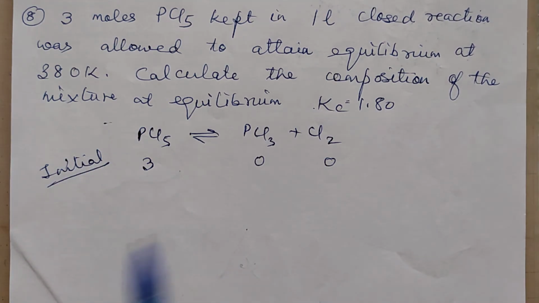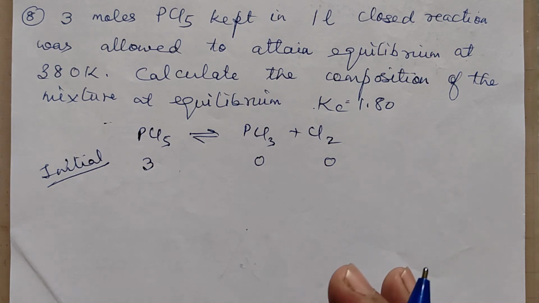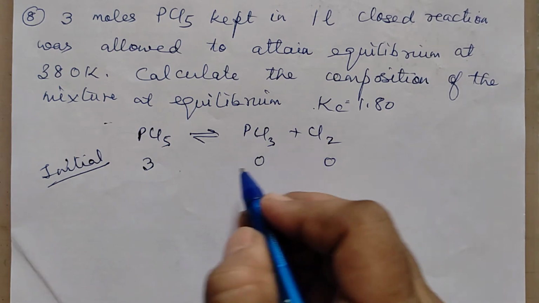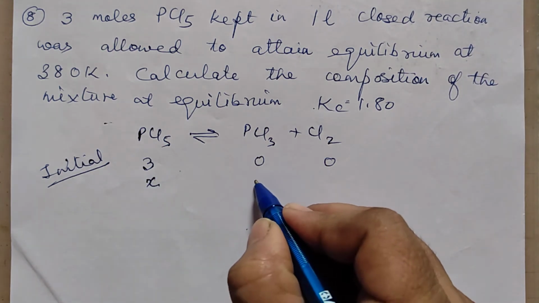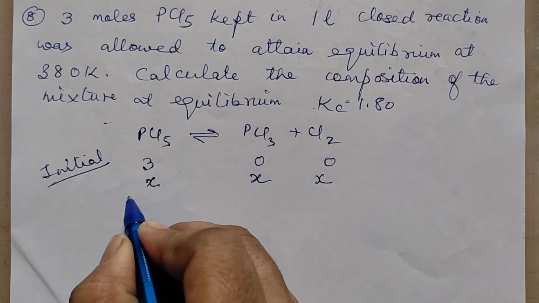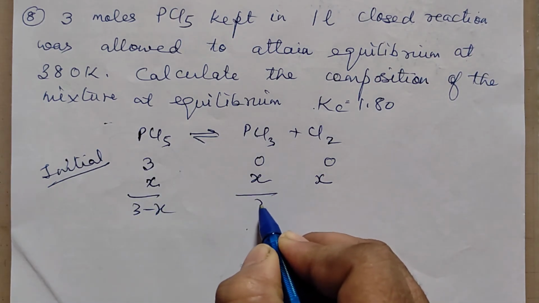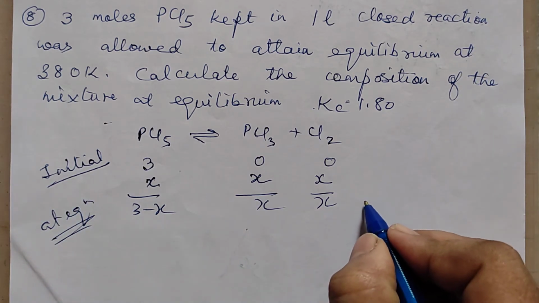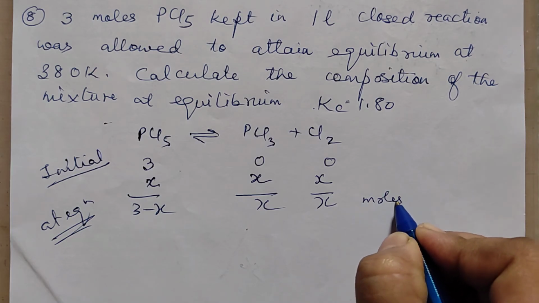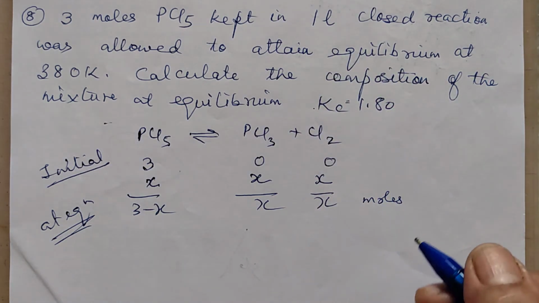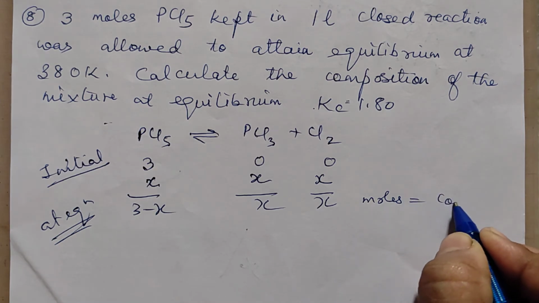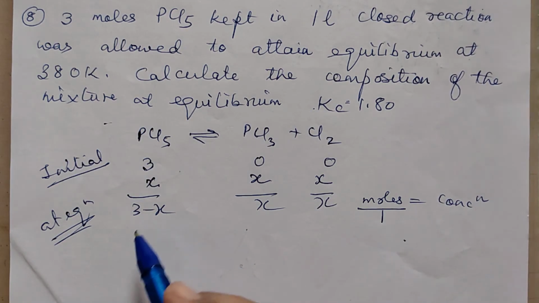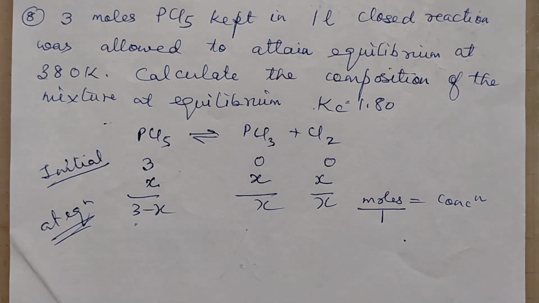Now, they have not given in the question what percentage is dissociated and all that, so we will just take it directly in terms of the coefficients. If x moles of this is reacting, it will form x and x. Leftover will be 3 minus x, x and x. This is the moles at equilibrium. And concentration also will be the same, because this is moles divided by 1 volume, so this itself will be the concentration.